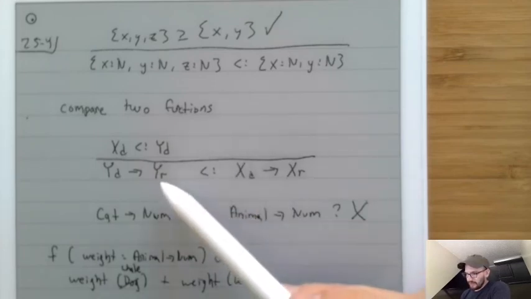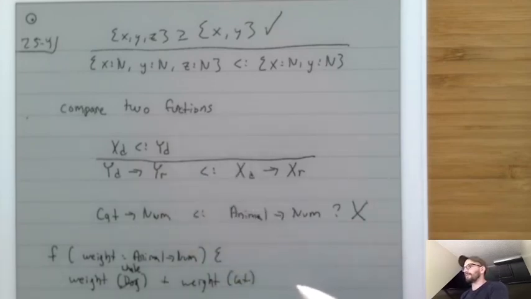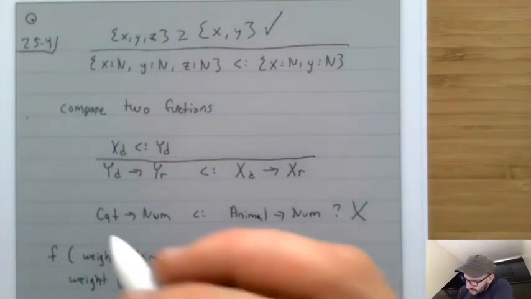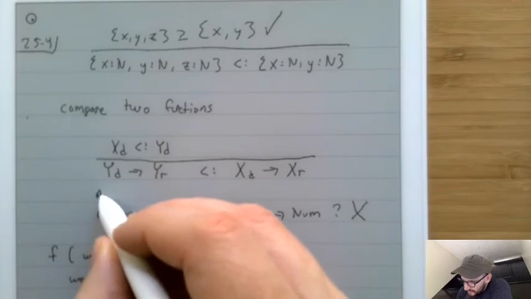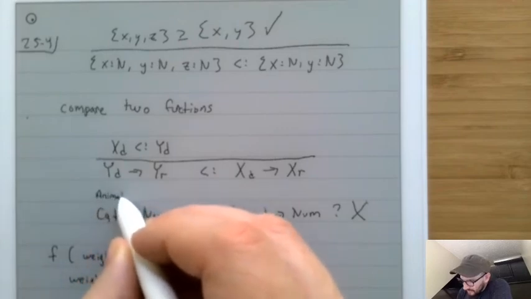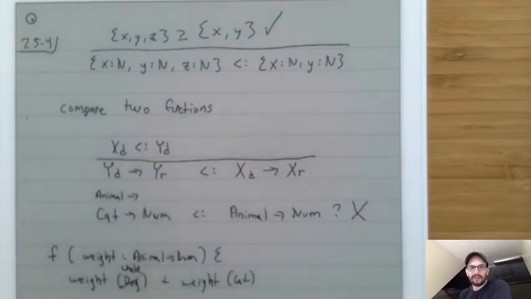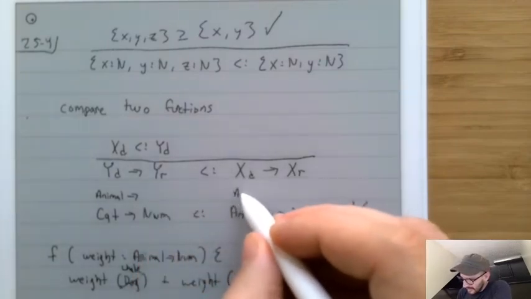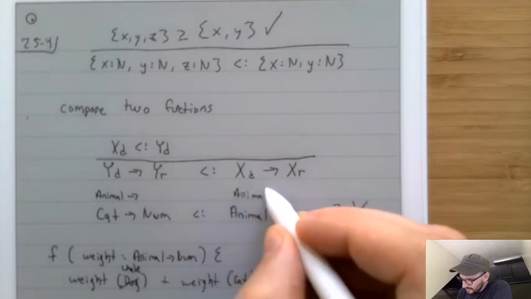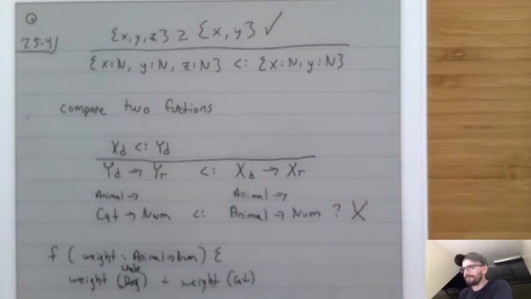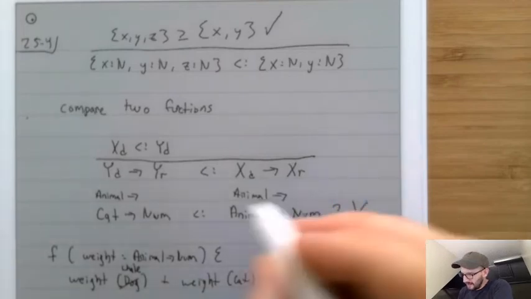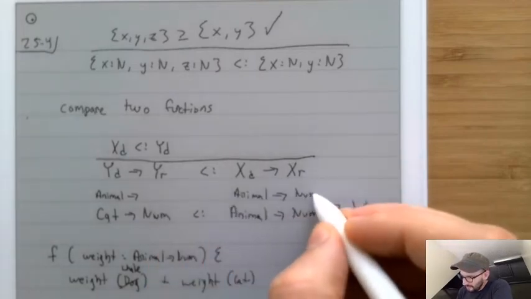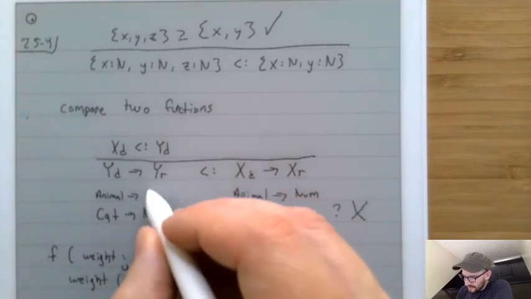Next, what we have to do is think about the ranges. So let's imagine that this function took in animals, and what it did is it returned an animal. Sorry, animal, and returned, not a number. Let's say that it returns a number, and this one takes in an animal and returns a positive number.